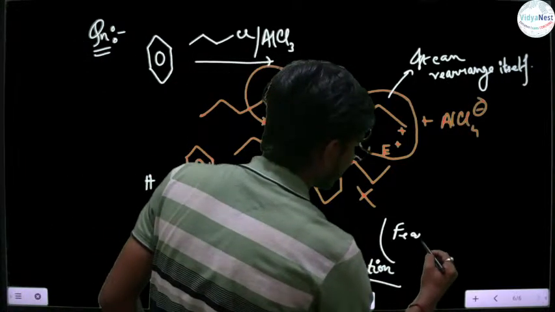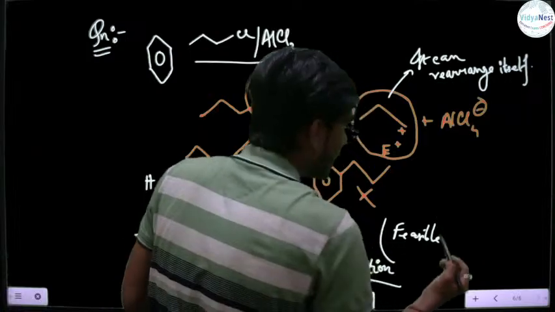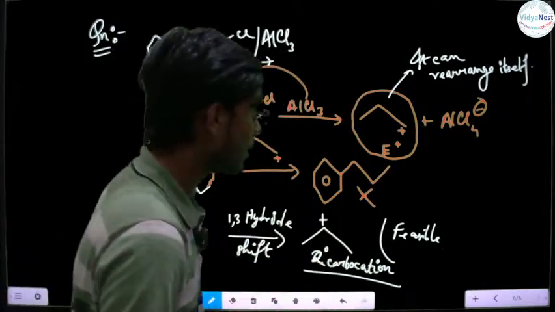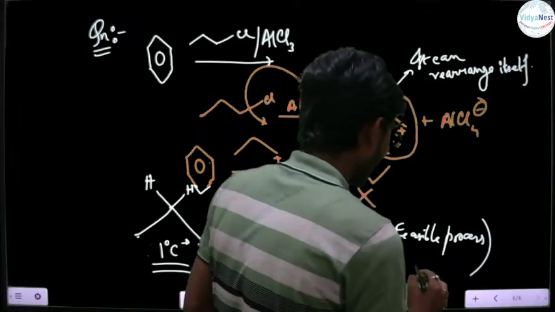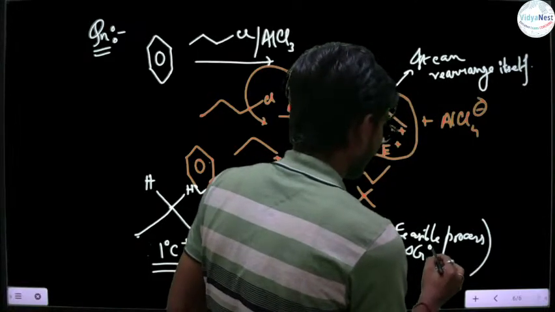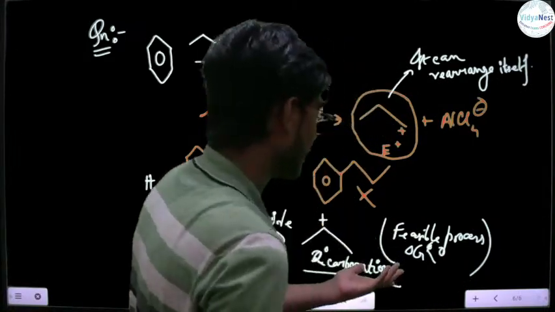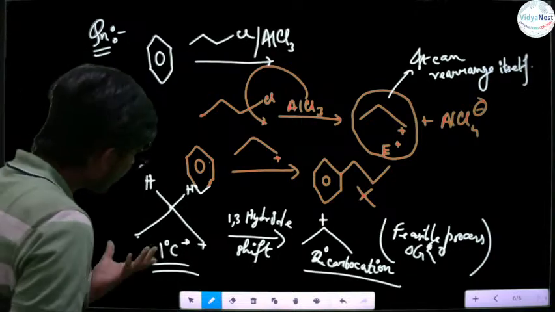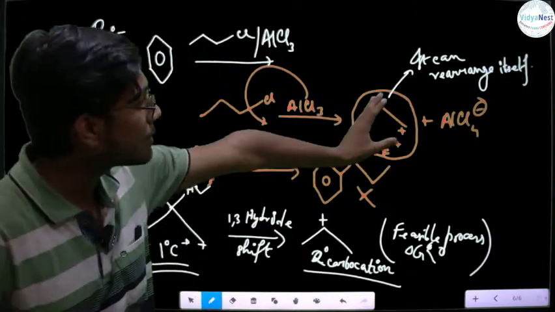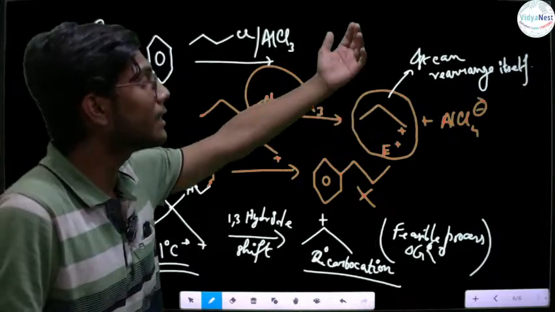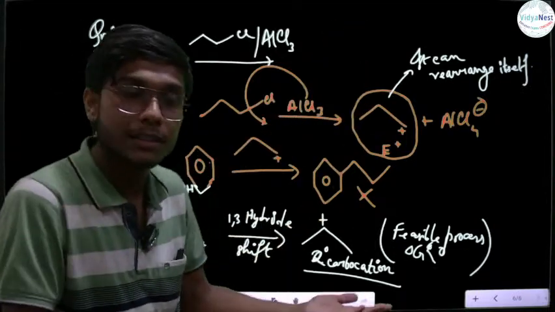It's a feasible process. What is the meaning of feasible? Anything which is easily possible in chemistry is a feasible process. Basically we can say it has delta G less than 0, a negative delta G. So it's a feasible process. If it is a feasible process, then it will take place no matter what happens. If the carbocation gets a chance to rearrange itself and form a more stable form of itself, it will always do so.